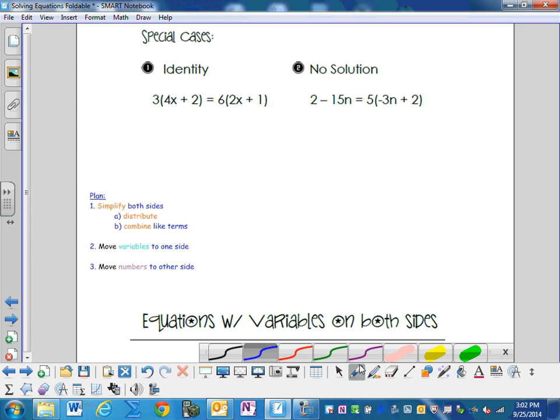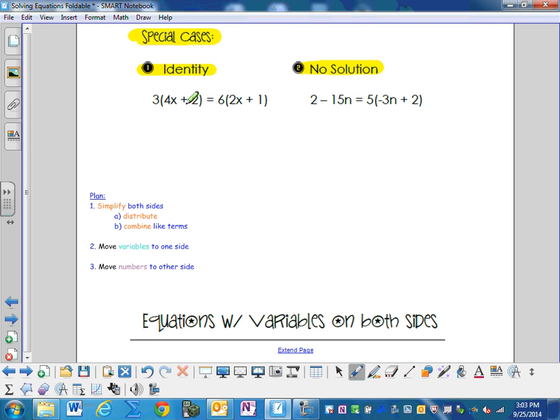Right, sometimes when we're solving multi-step equations, we run into two special cases. The first one is called identity, and the second one has no solution. So these are the two types of special cases when solving multi-step equations. So let's look at each of them.